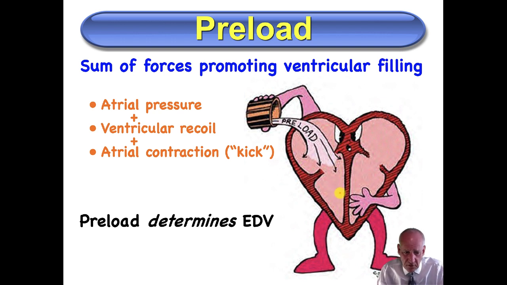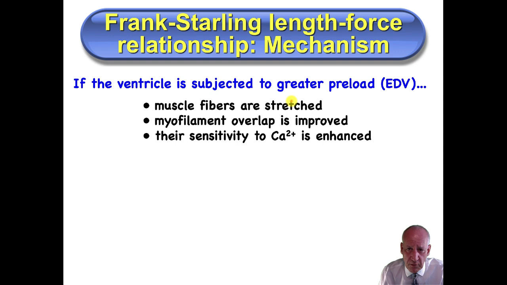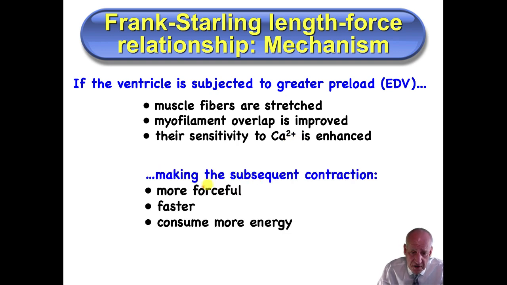This is called atrial kick. So atrial pressure plus ventricular recoil plus atrial kick determine the final preload. And as a quick recap of the Frank-Starling length-force or length-tension relationship, if the ventricle is subjected to greater preload, muscle fibers are stretched, myofilament overlap is improved, and they become more sensitive to calcium. This makes the subsequent contraction more forceful, faster, and, by the way, consume more energy, which we'll talk about later.